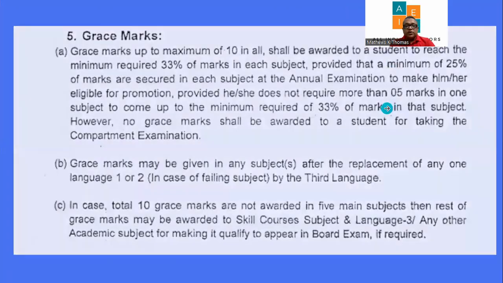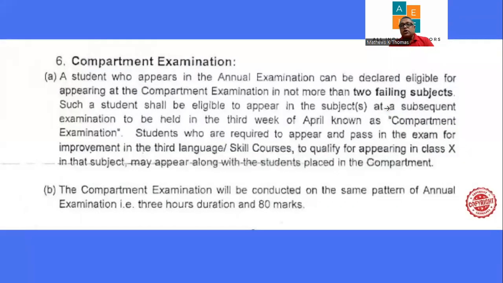Now moving on further, what happens in the compartment exam? As I told you, if a student is not getting 33% in a maximum of 2 subjects, you cannot give a compartment in 3 subjects, 4 subjects, or 5 subjects. Only 2, and this 2 is for class 9.